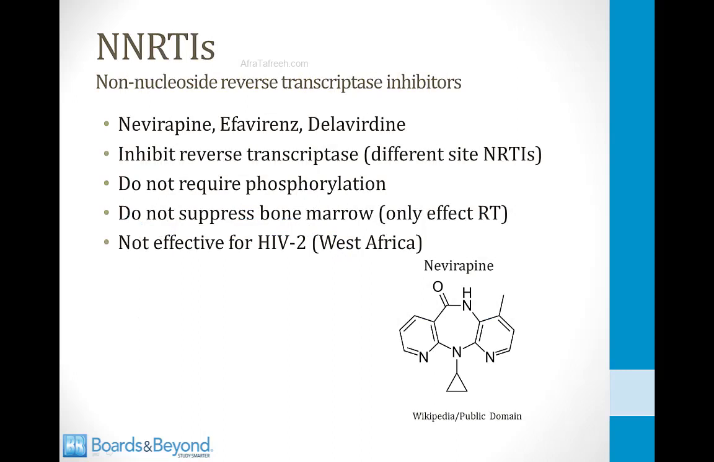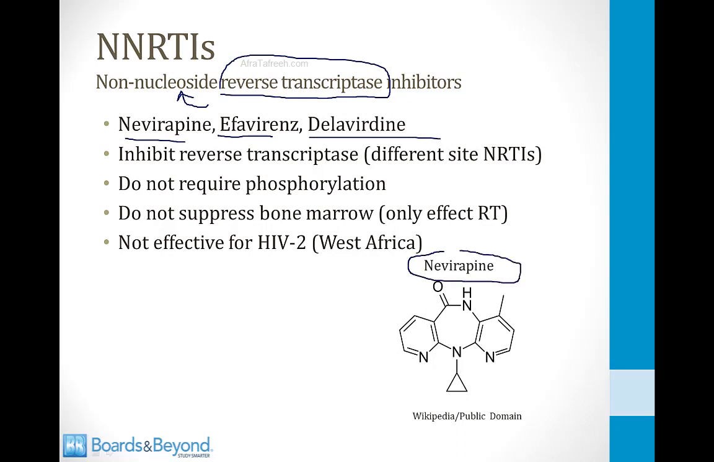The next group of HIV meds are the non-nucleoside reverse transcriptase inhibitors, and these drugs also inhibit the enzyme reverse transcriptase, but they do not mimic the structure of nucleosides. Drugs in this class include nevirapine, efavirenz, and delavirdine, and this is the structure of nevirapine on the screen here, and you can see that it looks nothing like a nucleotide. These drugs inhibit reverse transcriptase by binding to a different site from the NRTIs. These drugs work more like traditional enzyme inhibitors. They bind to reverse transcriptase and modify the protein so that it can no longer function.